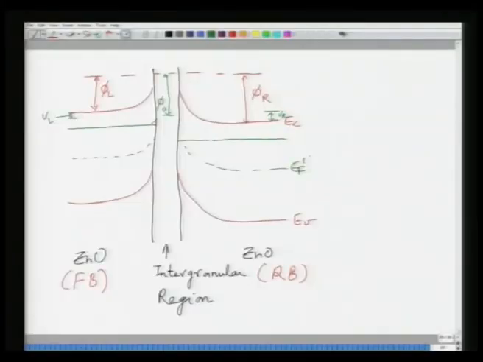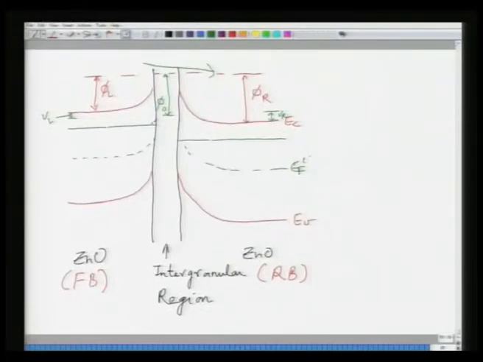As you increase the voltage bias, phi L decreases because these bands go up, and phi R increases because these bands go down. This leads to lowering of the barrier on one side, and this leads to conduction in this direction.